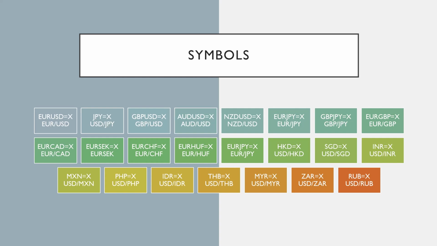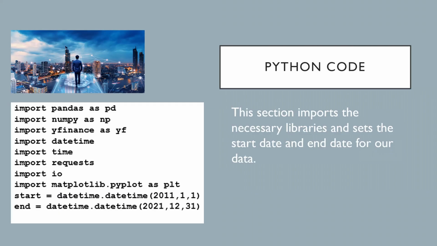Notice, sometimes the US dollar is on the left side of the symbol, and sometimes it is on the right. Many of the symbols involve currencies other than the US dollar. If the US dollar is on the left side of the symbol, then it refers to the amount of another currency that can be purchased with one US dollar. Now that we know all the symbols, the next step is to retrieve the prices from Yahoo Finance.